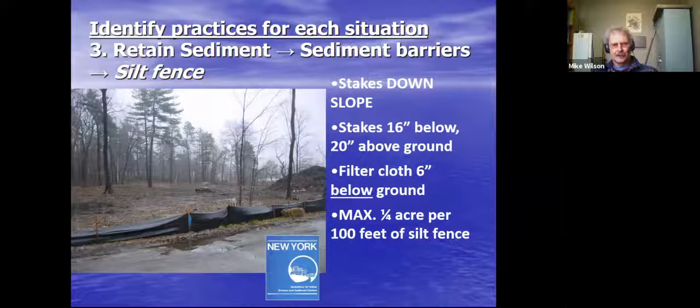Your stakes want to be downslope. Preferably have 16 inches of that stake below ground, 20 inches above. 6 inches of that filter cloth should be buried under the ground. And it should be a maximum area of 1/4 acre per 100 feet of silt fence. DEC does have guidance for this material, and I really suggest you take a look at it.